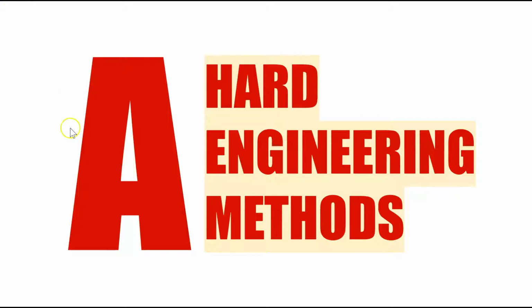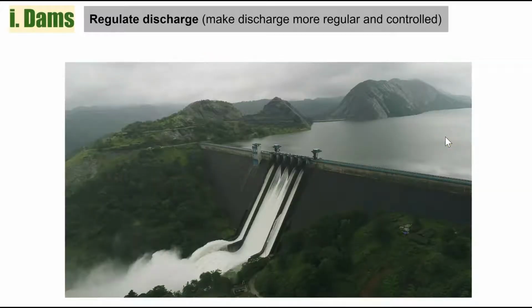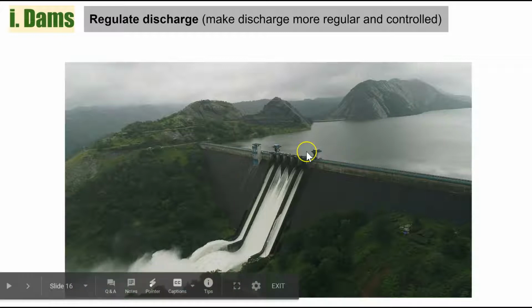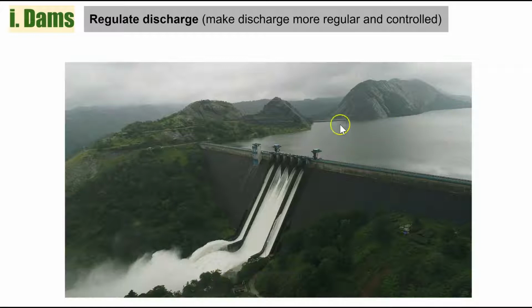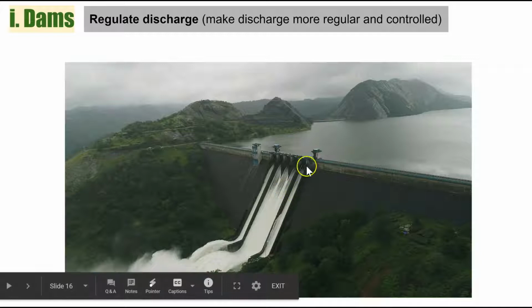So let's jump into the first of our hard engineering methods, which is your dams. Now, the dams are used to regulate discharge. If you make something regulated, it has become more regular and controlled. And the idea is that this dam here will hold the water back. So if you get too much water coming down, there's a store here to hold the water out, which then means in certain countries where you'll have a wet season and a dry season, you've then got water that can be released throughout the year if you need water in the dry season.